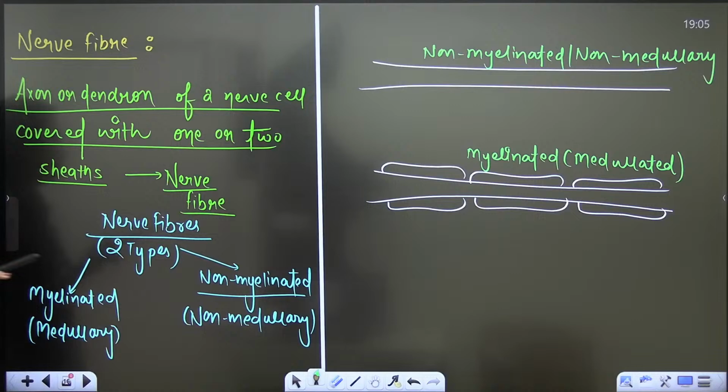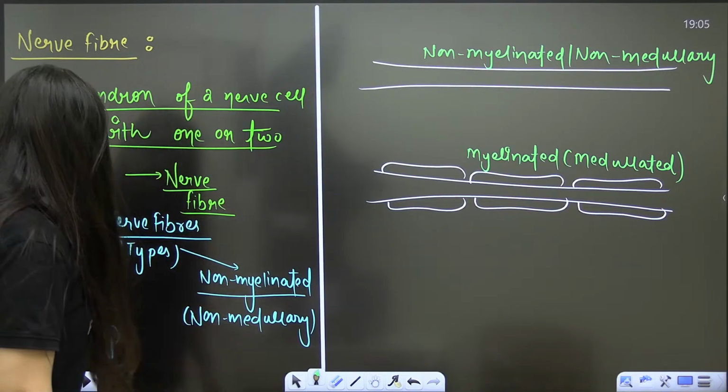When you are talking about the axon, it's not mandatory that it is always covered with the myelin sheath. It can be, it cannot be. So if it is covered with the myelin sheath, then it is the myelinated nerve fiber. Otherwise, it is the non-myelinated nerve fiber. Now the question here is, what is myelin?